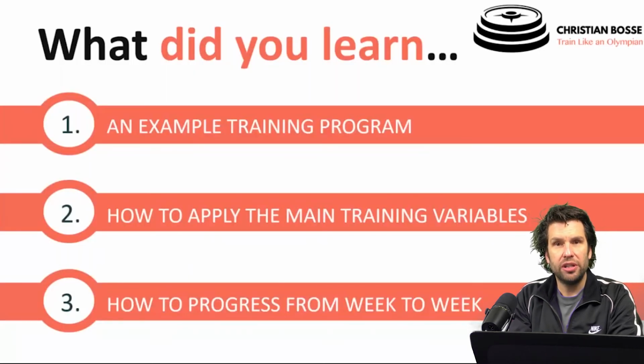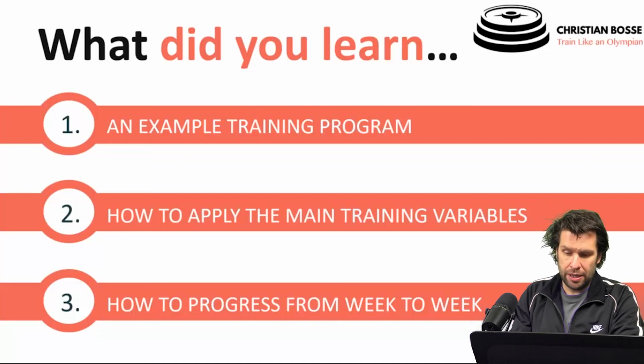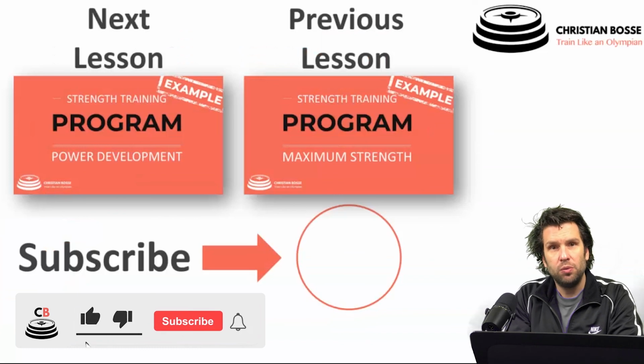What did we do in this lecture? We looked at an example training program, in this case the hypertrophy training. So if you want to build muscle mass, you follow hypertrophy training. We looked at how to apply the main training variables, intensity, reps and sets. And then how we can progress these variables from week to week. I'll see you in the next one when we look at how to design a power training program.